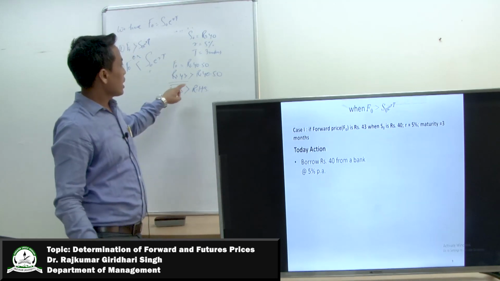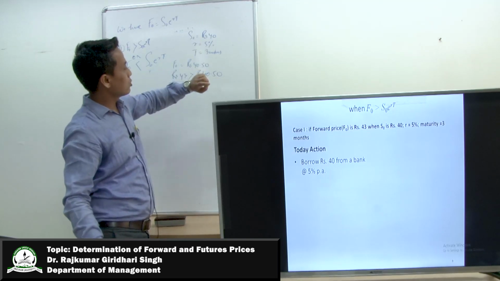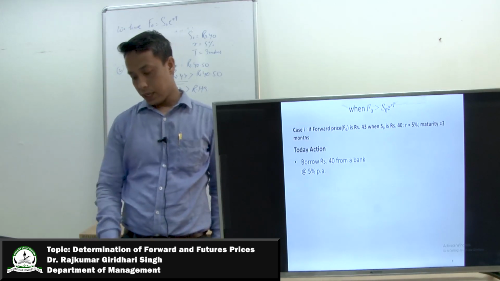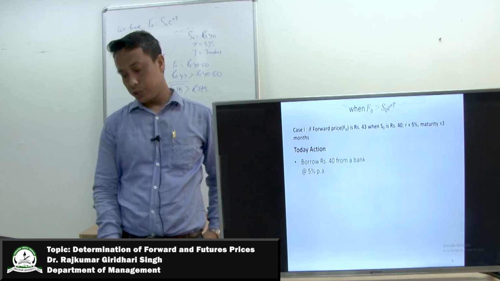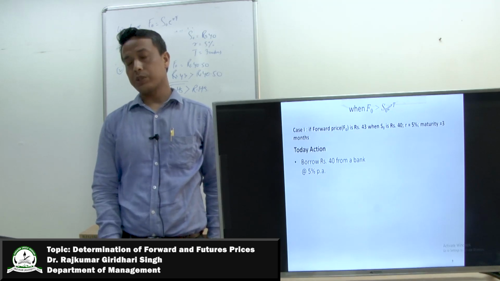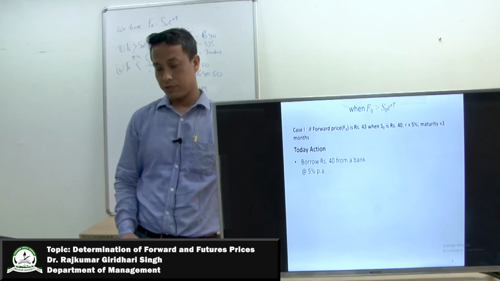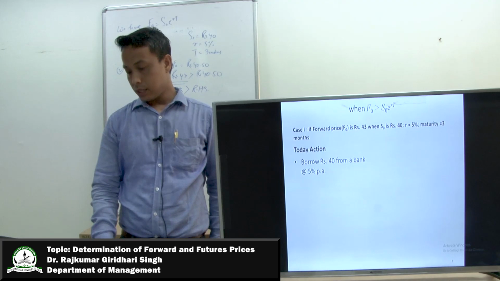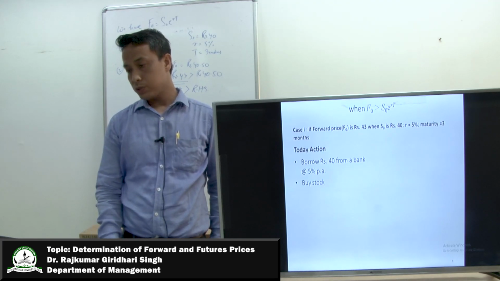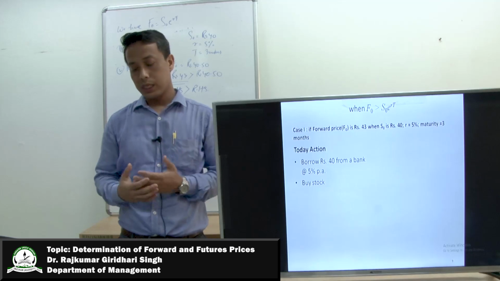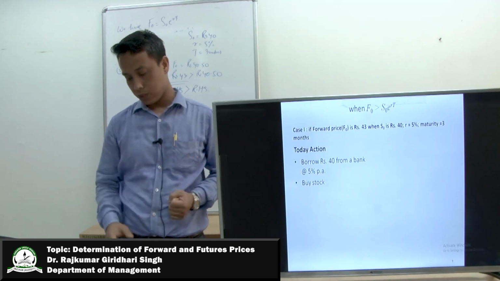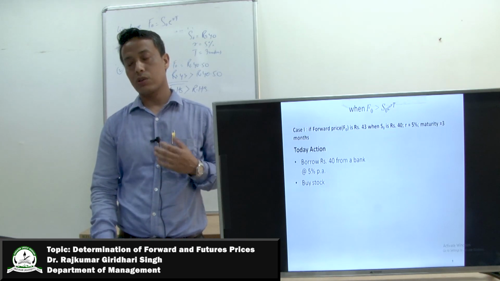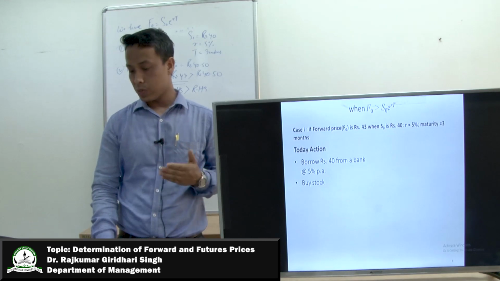In order to buy, we have to borrow rupees 40 from a bank, and as we have already assumed, we can borrow at the risk-free rate of interest, in this case 5%. By borrowing this rupees 40, we buy from the market which is cheaper, in this case the spot market. So we have a stock with us. Now this stock has to be sold in the market where it is costlier. Which is the costlier market? It's the futures market or the forward market.